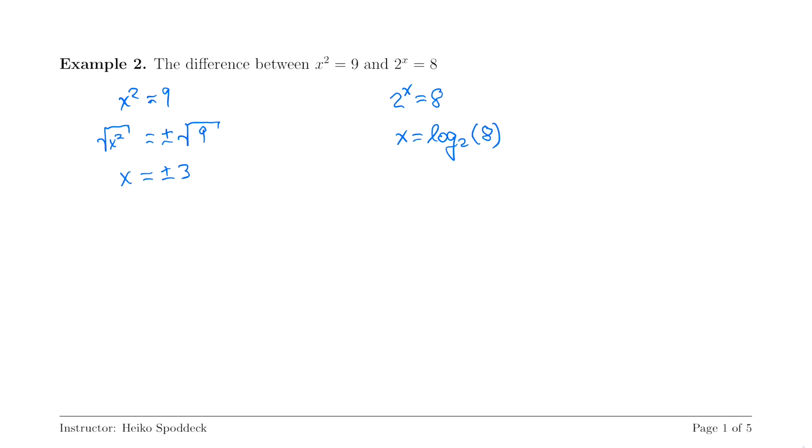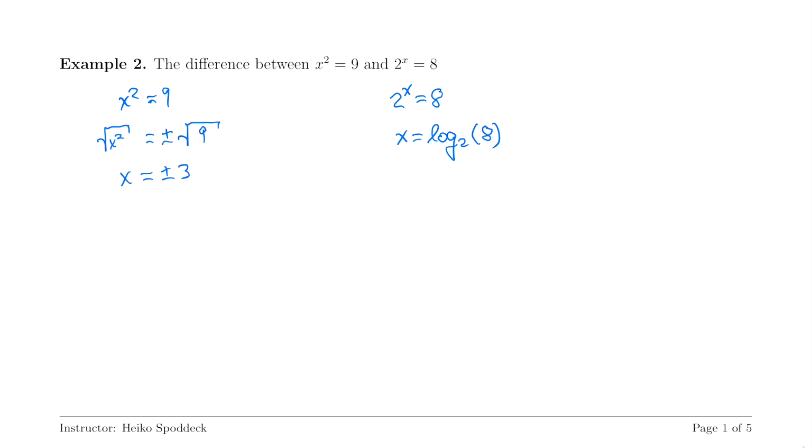It's defined as the opposite of the exponential equation, just like division is defined as the opposite of multiplication. 6 divided by 2 equals 3, simply because 3 times 2 is 6. And in the same way that works here.